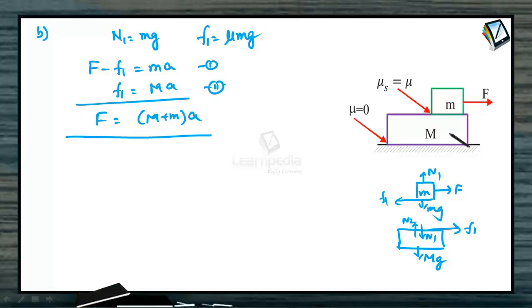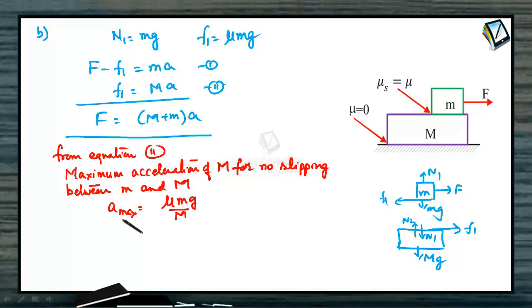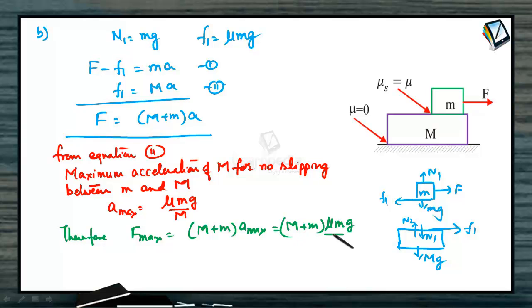Now, maximum acceleration of capital M for no slipping between small m and capital M. What we can do? We can calculate from equation 2. So we can write A maximum from equation 2 will be mu mg divided by capital M. Substituting this value here, therefore F maximum is equal to capital M plus small m into A maximum. So nothing but capital M plus small m into what is A maximum? Mu mg divided by capital M. We can also reframe this as F maximum is equal to 1 plus small m by capital M into mu mg. This is the force maximum.